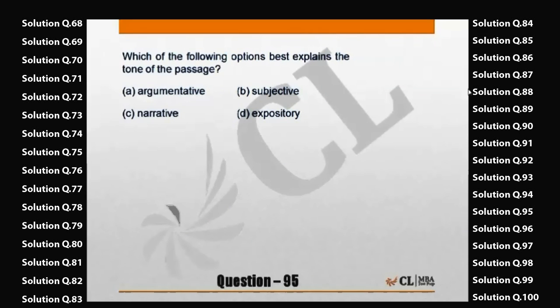Which of the following options best explains the tone of the passage? As I told you before, you will need to know the various tones that usually appear for passages, and the meanings of those words. For example, here there was the word expository in option D, and you had to figure out its meaning to find the correct tone. The correct option for question number 95 is expository, which means explanatory. The author uses an explanatory tone. He wants to explain certain things in the passage, and that is why you go with option D.